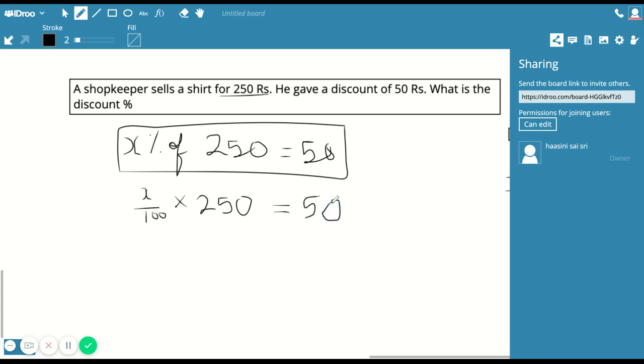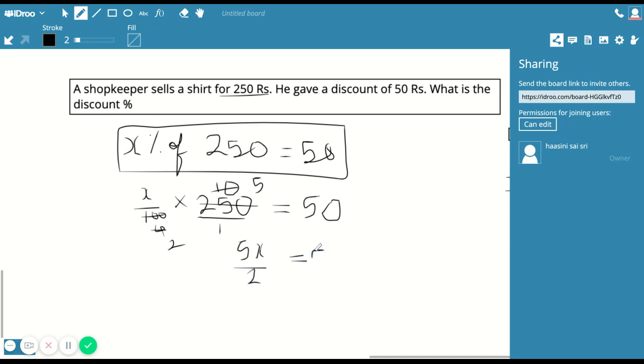Since 250 doesn't have a denominator, I can just keep a divided by 1. Its value remains the same. Now 100 and 250. I know that 25 tens will give me 250 and 25 fours will give me 100. This can be further divided. 2 fours, 2 twos give me 4 and 2 fives gives me 10. So that will give me 5x upon 2 will be 50.